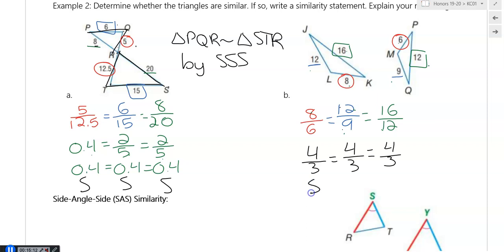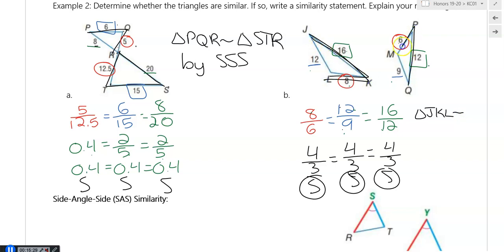So again, I have side, side, and a side, right? So I am using side, side, side. So triangle, I'm going to do JKL. So I went green, then red. So green, then red. So triangle QPM. Side, side, side. All right.